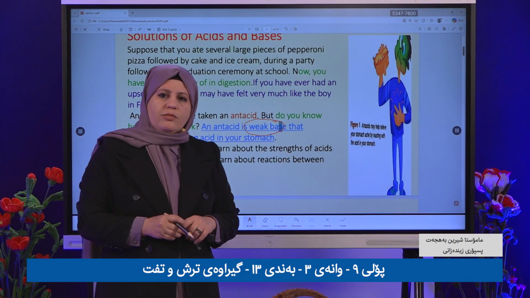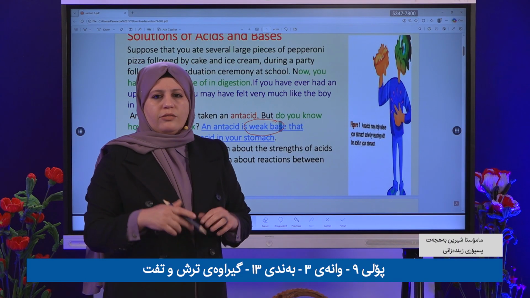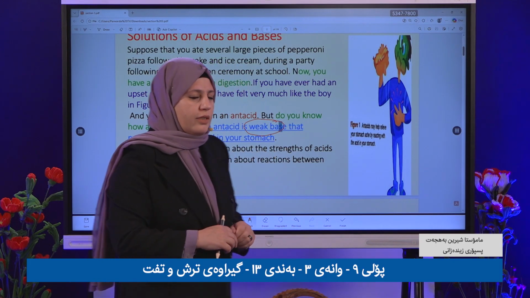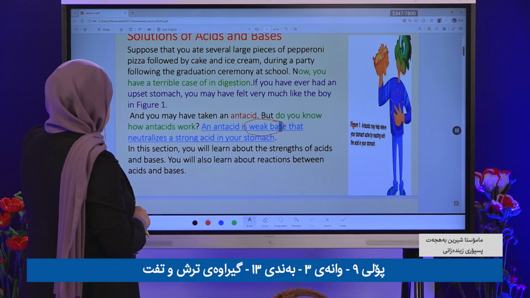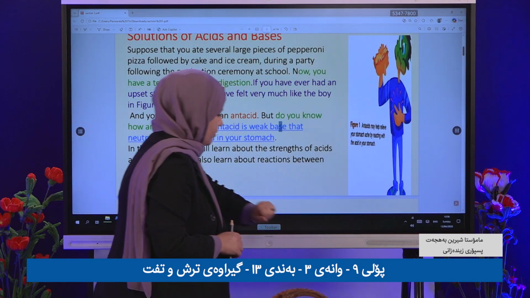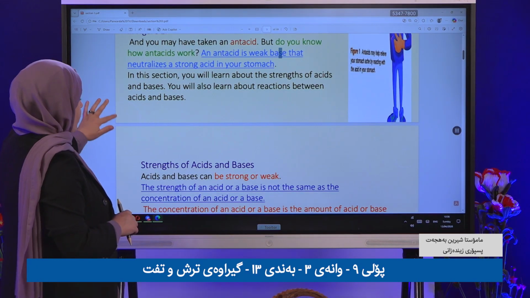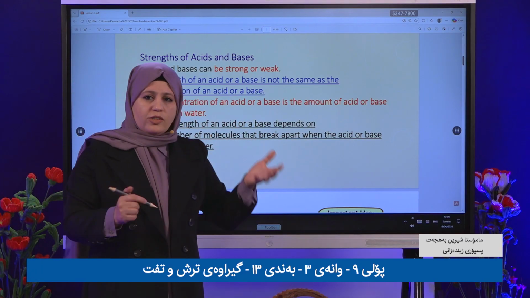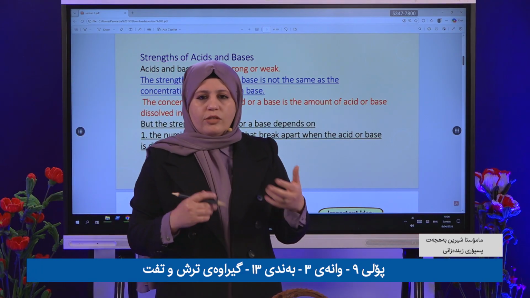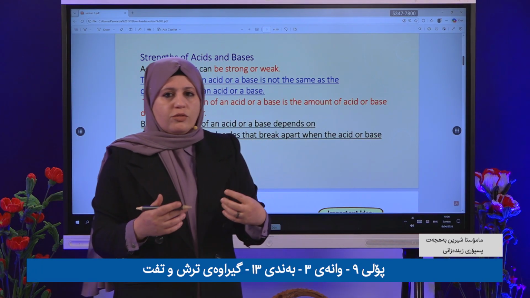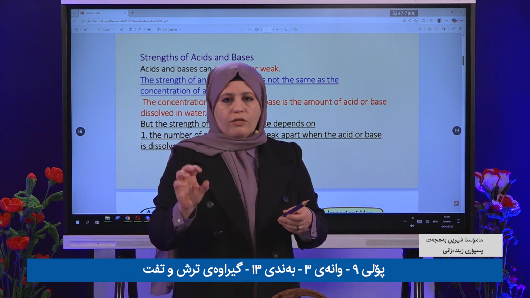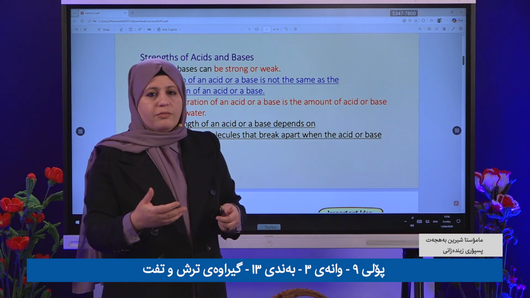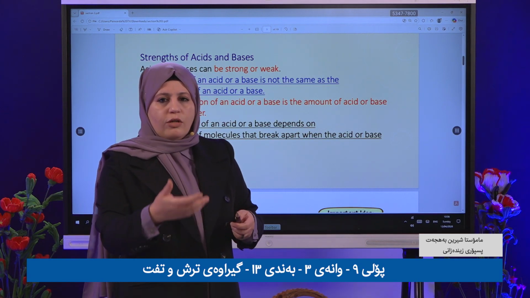So during this lecture, we're going to explain strong acid, strong base, weak base and weak acid. The strength of acid and base. When you hear about strength, is strength the same as concentration? Of course not, it's different. Strength is about the number of molecules that break apart in water. But concentration is about the amount of solution.